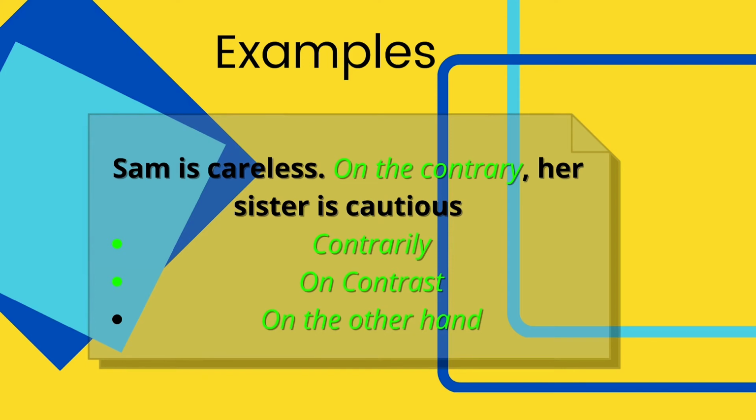Sam is careless, full stop. On the contrary, her sister is conscious. In contrast, her sister is conscious. On the other hand, her sister is conscious.